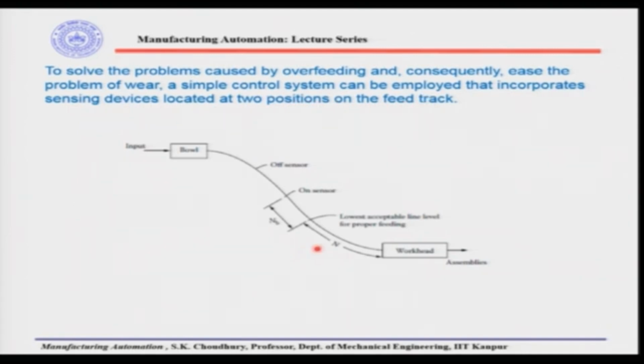Let us look into this diagram. Here is a line diagram showing a ball feeder through which the parts are coming to the feed track. This is the feed track, and this feed track brings the parts to the workhead for assembly. Let us say these are the assembly workheads. Now, so that the parts are sufficient in the feed track and the feed track does not get filled up quickly, or cannot be kept vacant, there are two sensors.